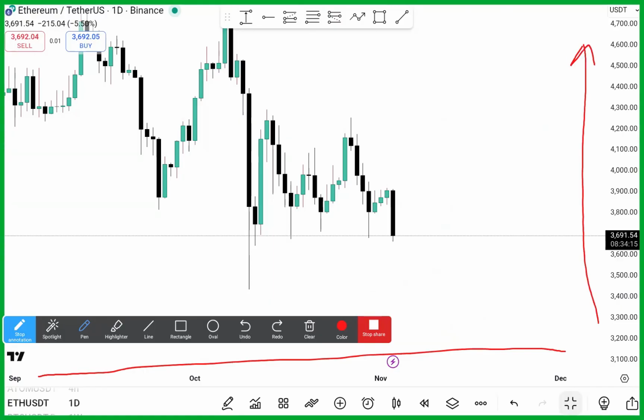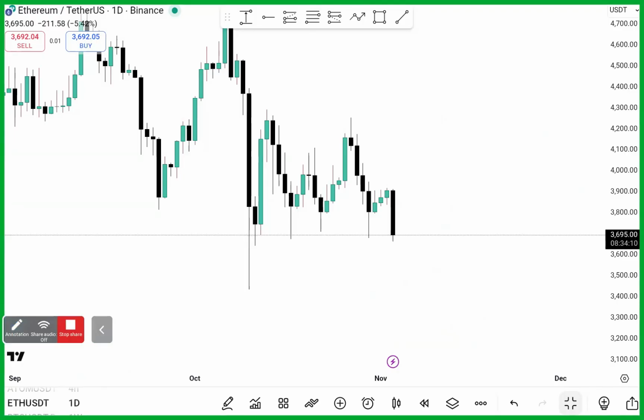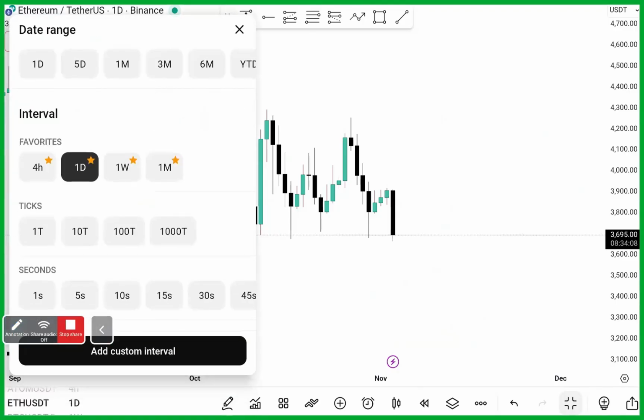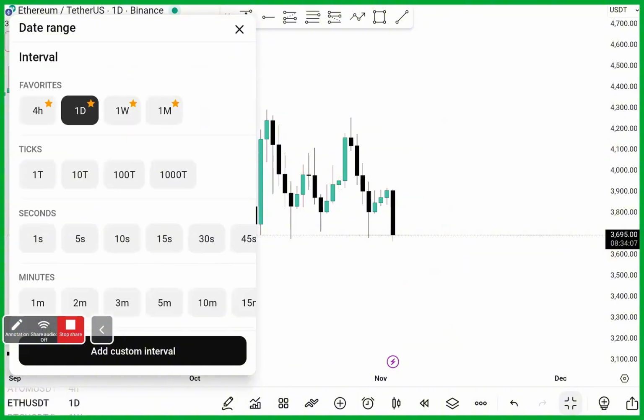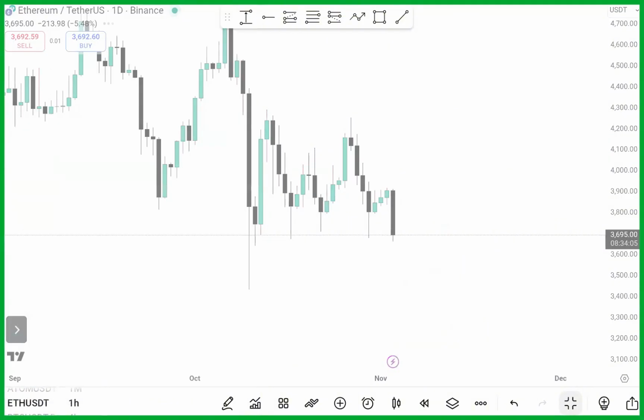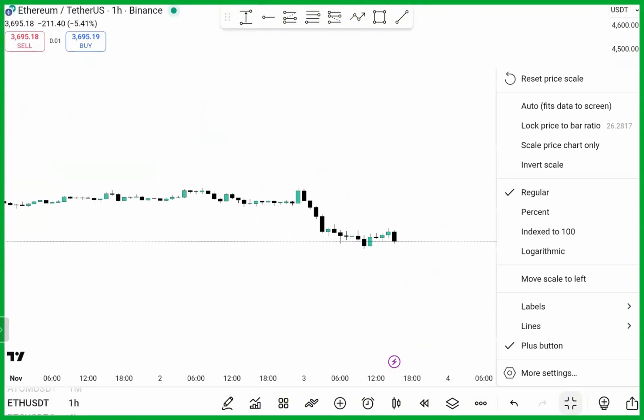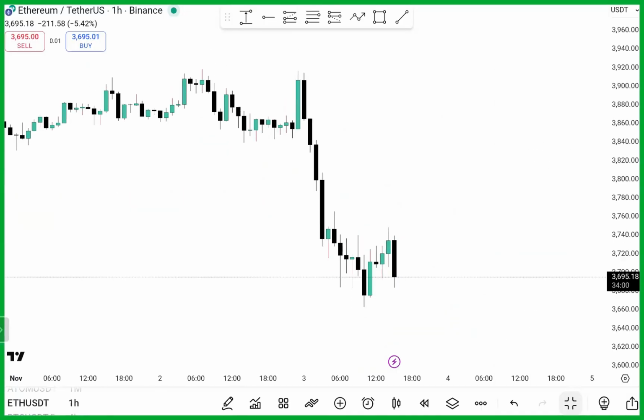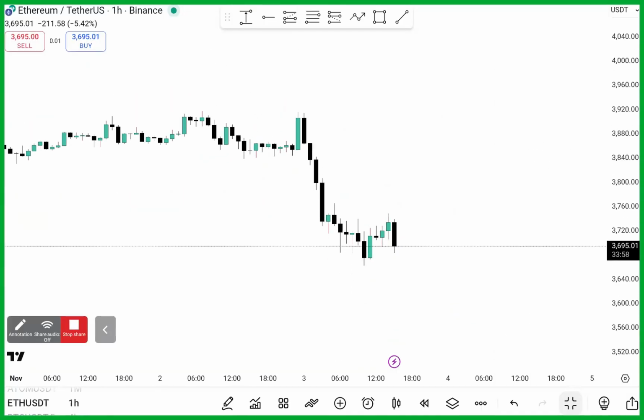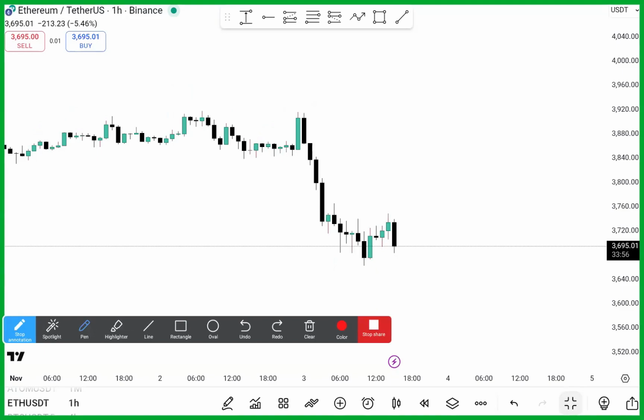I think since the daily is here, it may not give us the exact time. Let me just go on 1 hour. Yeah, now 1 hour. At least you can see it. I hope you are seeing my chart now. On 1 hour, I hope you see time is part of the chart.